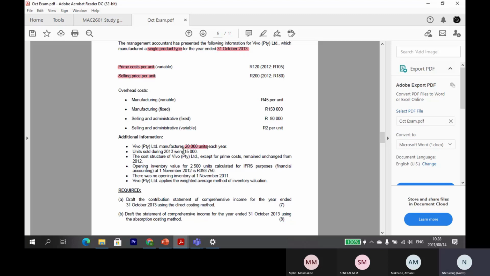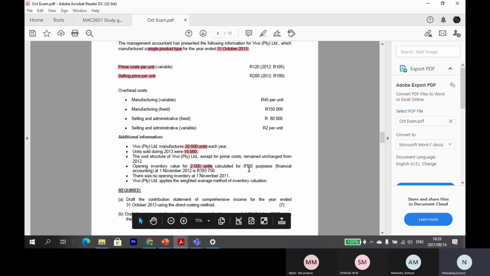Units sold during 2013 were 15,000. The cost structure of Vivo, except for prime cost, remained unchanged. Your opening remained unchanged for 2012. Opening inventory is 2,500, calculated for IFRS. At the first of that, it was this amount.